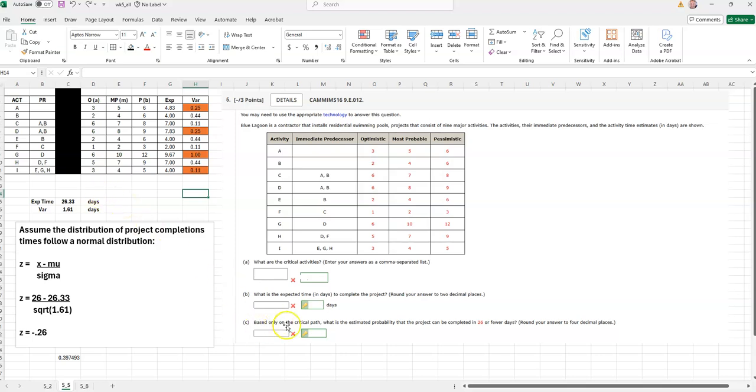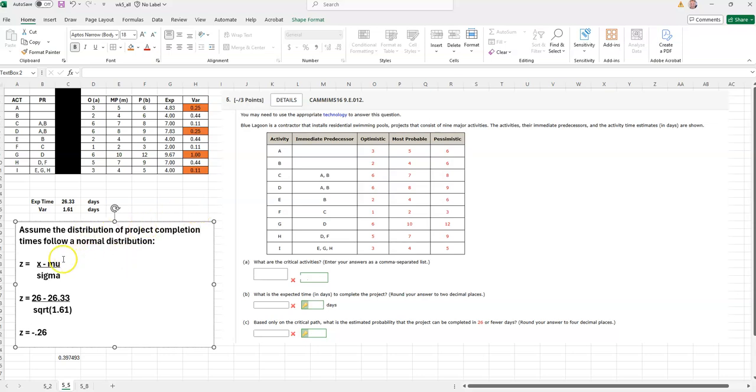Then it says, based only on the critical path, what is the estimated probability that the project can be completed in 26 or fewer days? Now, in the book, you're going to find there is an assumption that the distribution of project completion times follows a normal distribution. So this is going to take you back to your statistics days.